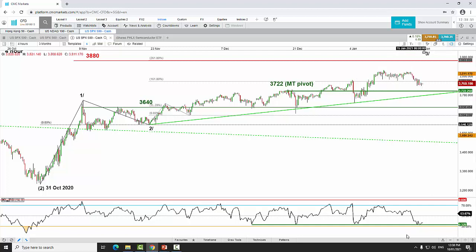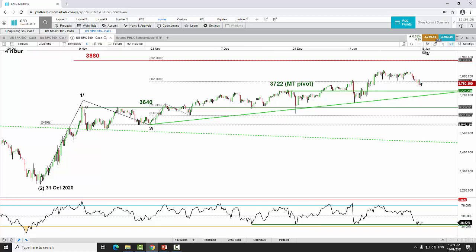What's interesting over here is that the 4-hour RSI is now coming back to a support level at the 32 level, also close to the oversold region, a level that previously gave rise to a rebound in the price action of the SPX 500 index: once on the 4th of January, also on the 21st of December, as well as on the 11th of December last year.